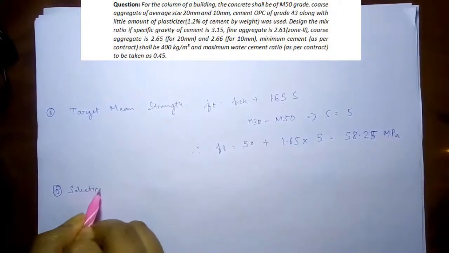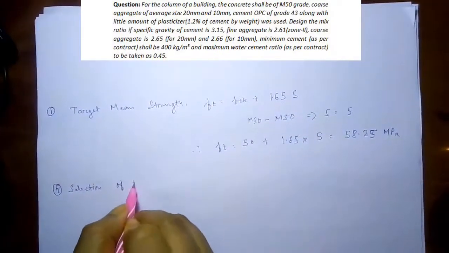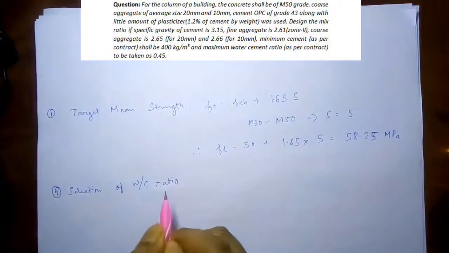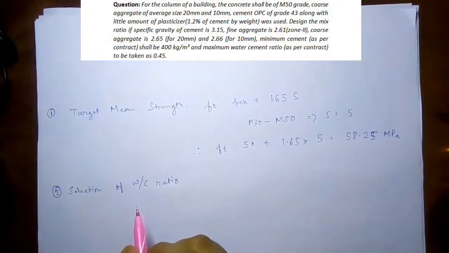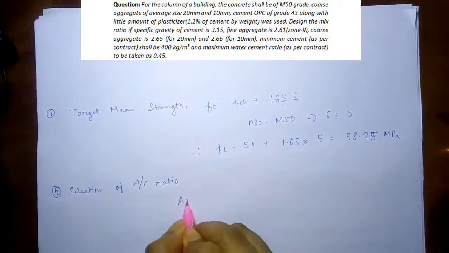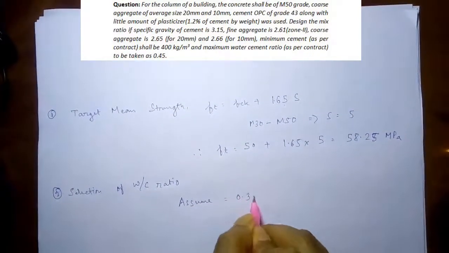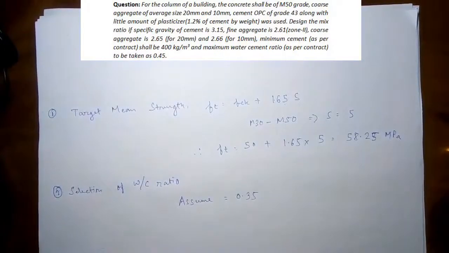Next, second step is selection of water to cement ratio, and for that we assume 0.35 as the water to cement ratio. It is totally upon our assumption to be 0.35.